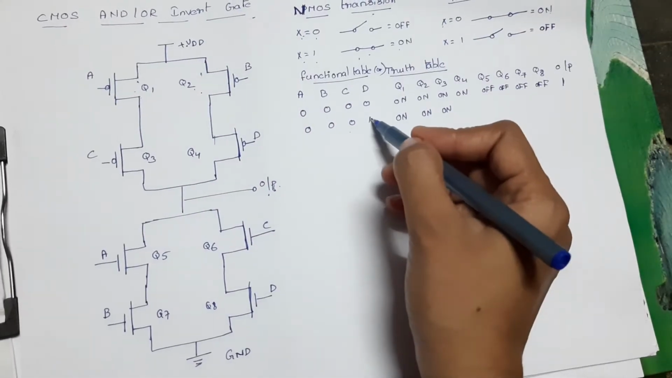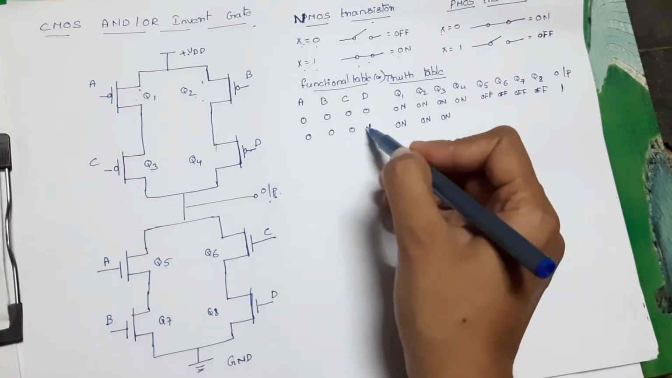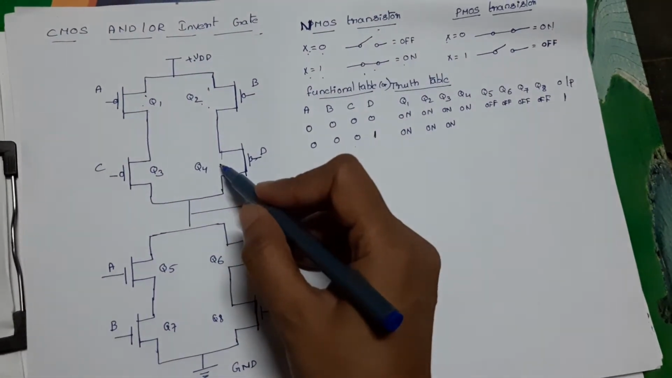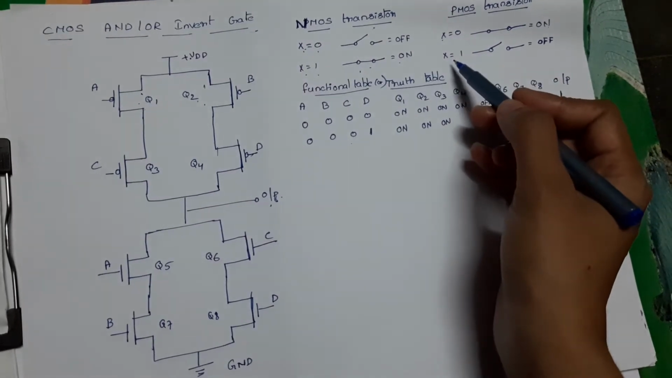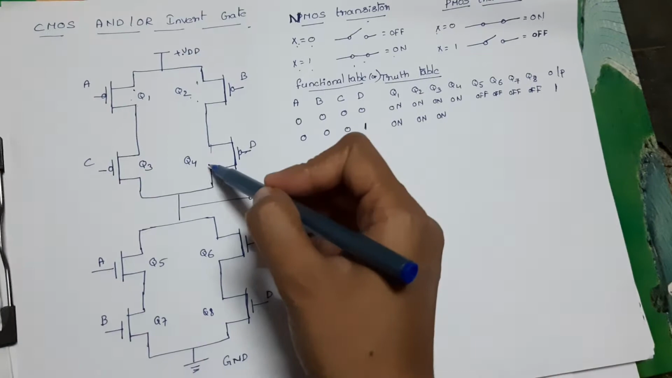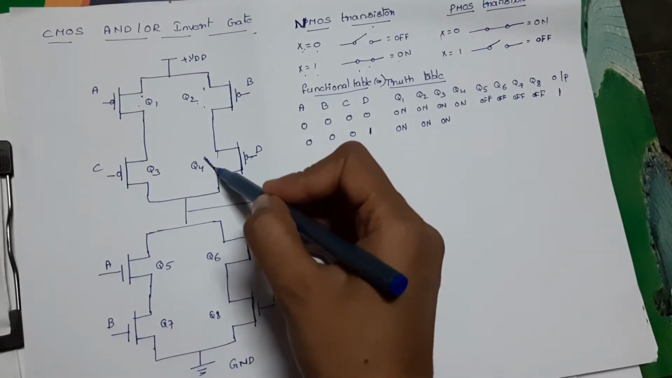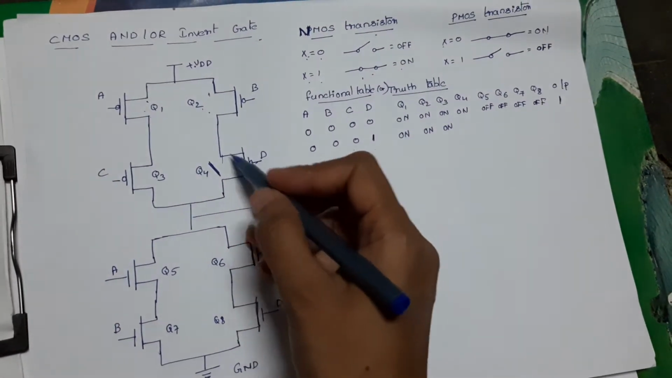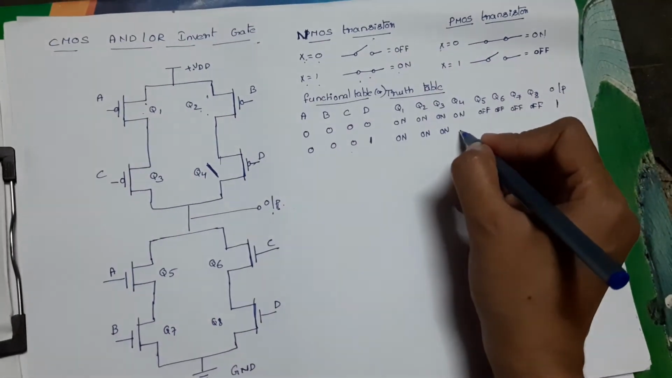But for input D, we are applying 1. So that means for the Q4 transistor, when input equals 1, the PMOS transistor is going to be off. That means this is an open circuit. So the transistor is in which state? Off state.